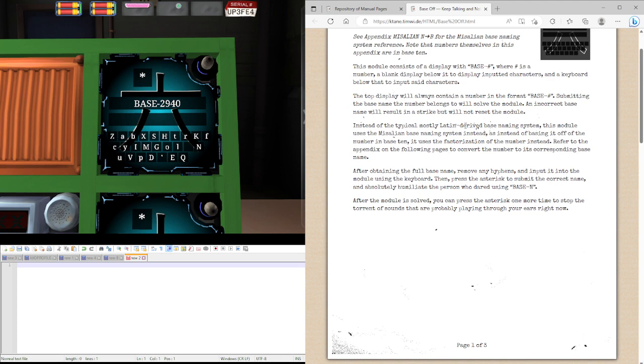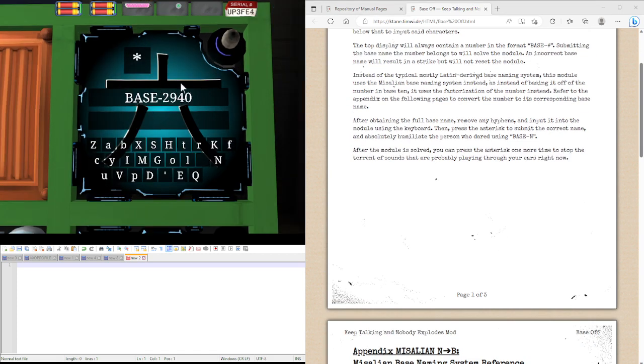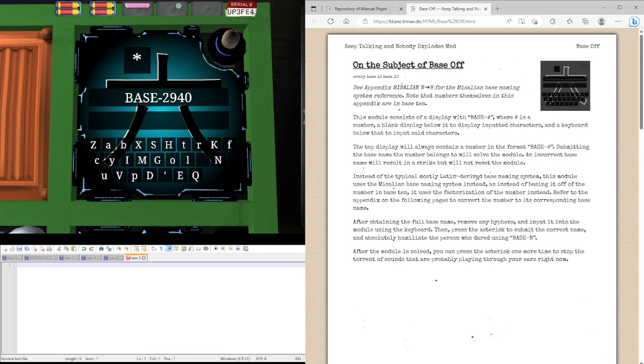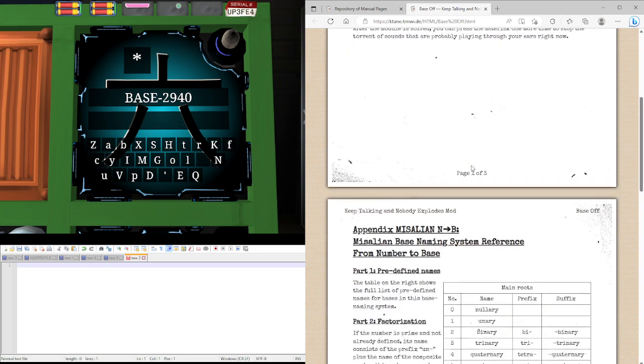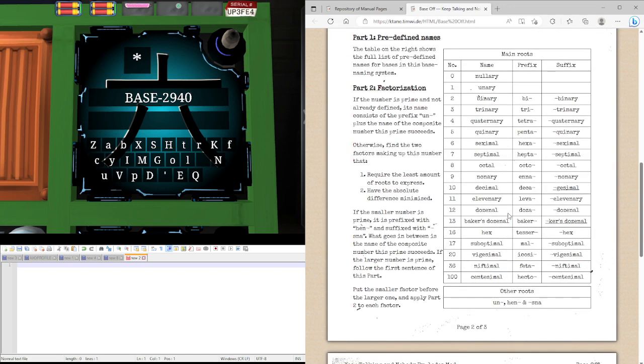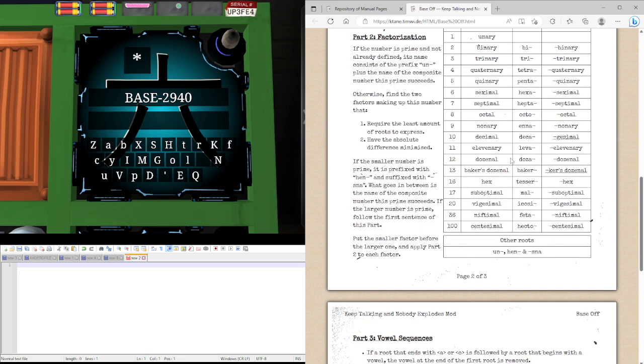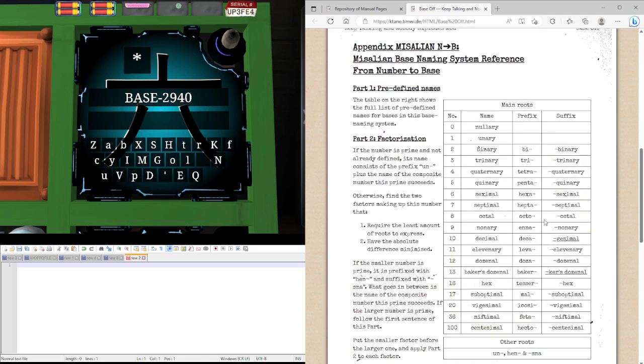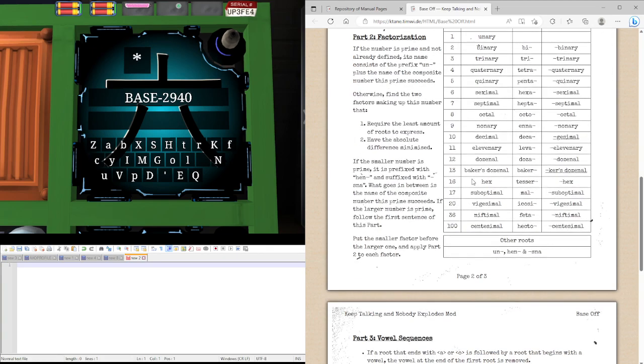So this one requires you to convert the number up here into the Mycelian base naming system using these predetermined names and using factors in a specific way. That's the bit I explained wrong the first time.